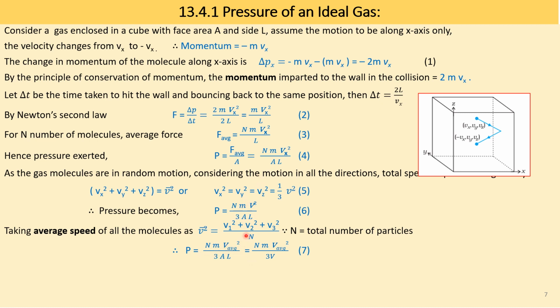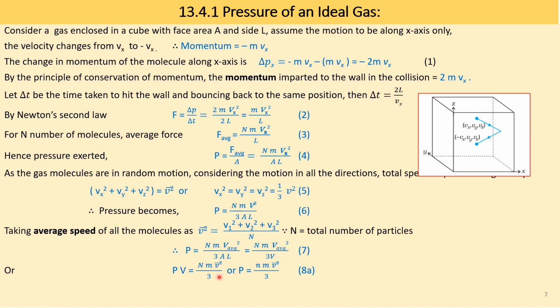You see the difference between 6 and 7 is V average square divided by 3 into AL. That is equal to N into m, V average square divided by A into L, where AL is volume. So P is equal to Nm into V average square divided by 3V. Here the denominator V is the volume and capital V in the numerator is the velocity. Please note the difference. Or we can write this equation 7, cross multiplying, as P into V is equal to Nm into V average square divided by 3.